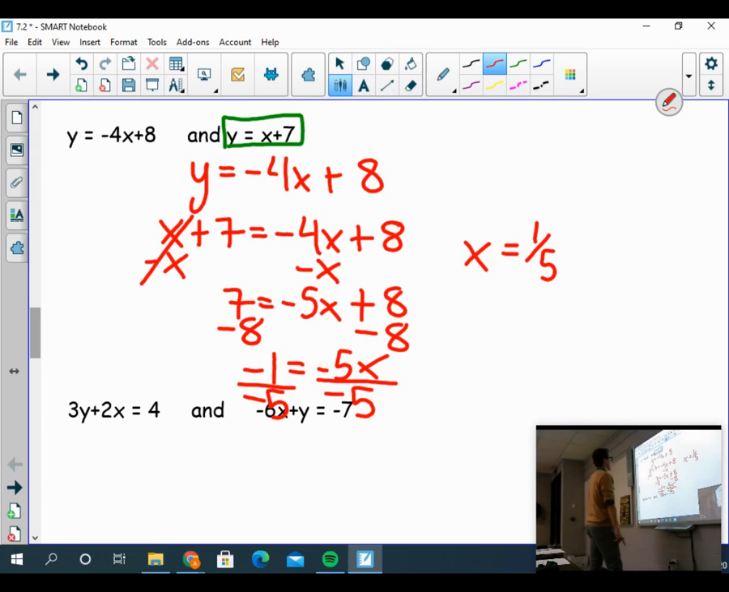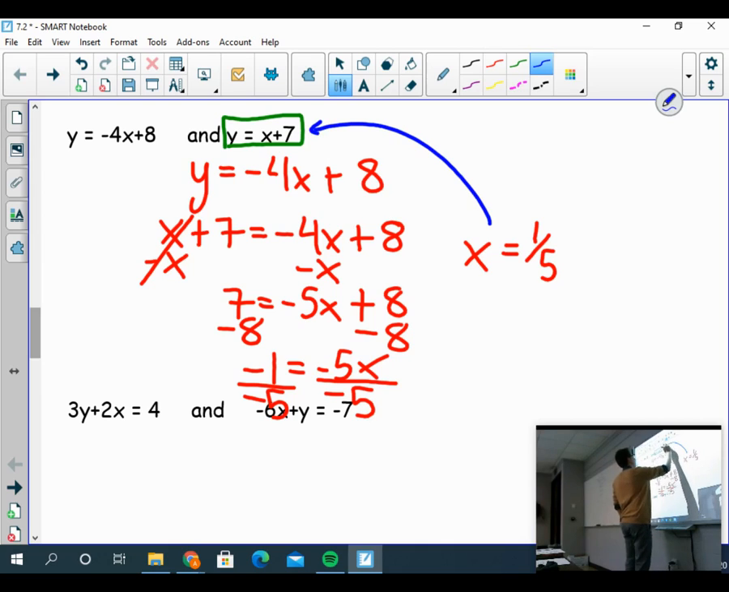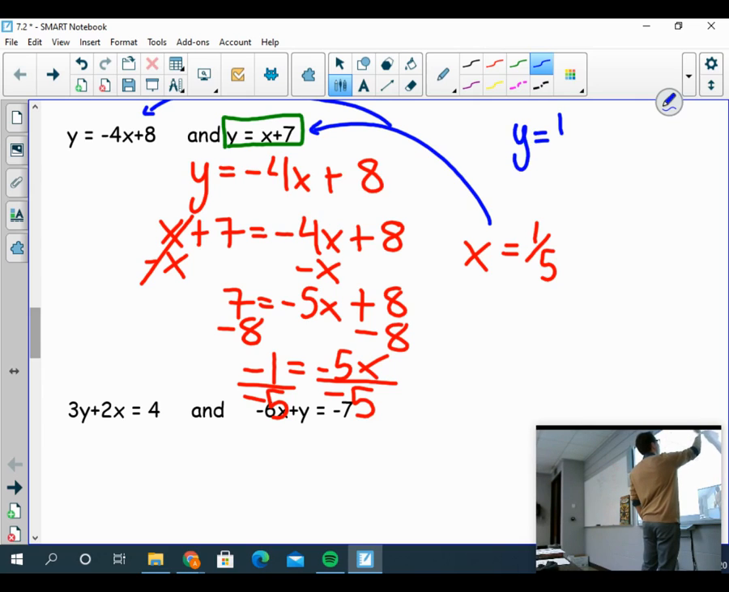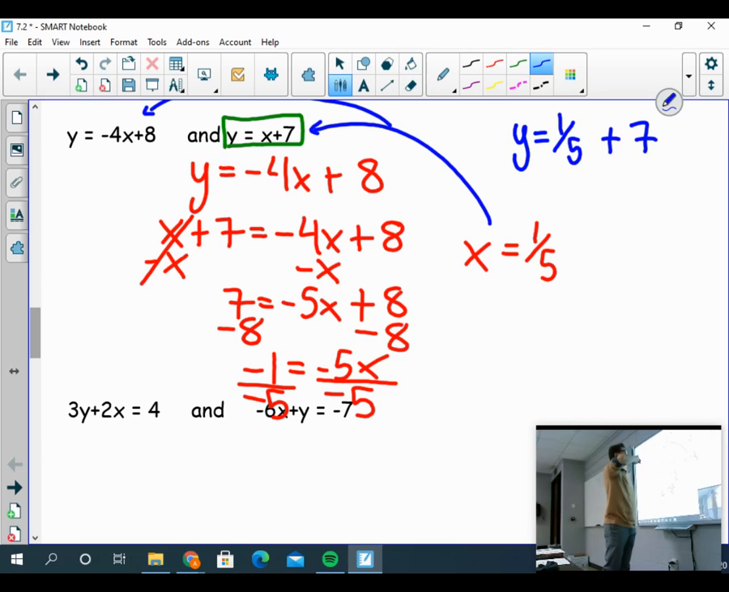What am I going to do from there? Well, I need to figure out my y value. Again, I can plug it back into either equation. I'm going to pick the easier one. The second one looks a little easier to me. So I'm going to do y equals 1/5 plus 7. Again, all I did was plug in the 1/5 for the x.